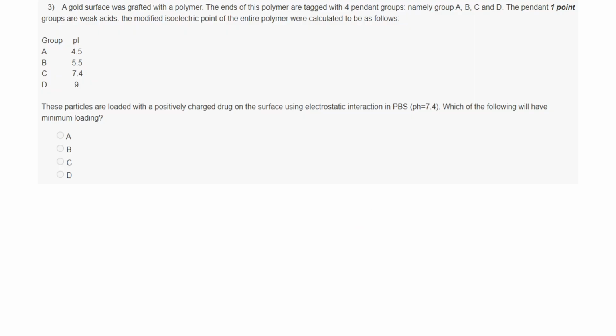And question 3 was, we had a gold surface which was grafted with a polymer, and the ends of this polymer were tagged with 4 pendant groups, namely A, B, C, D, which were weak acids. And they've calculated the isoelectric point for the modified polymer, and for the 4 pendant groups, the isoelectric points are listed here.